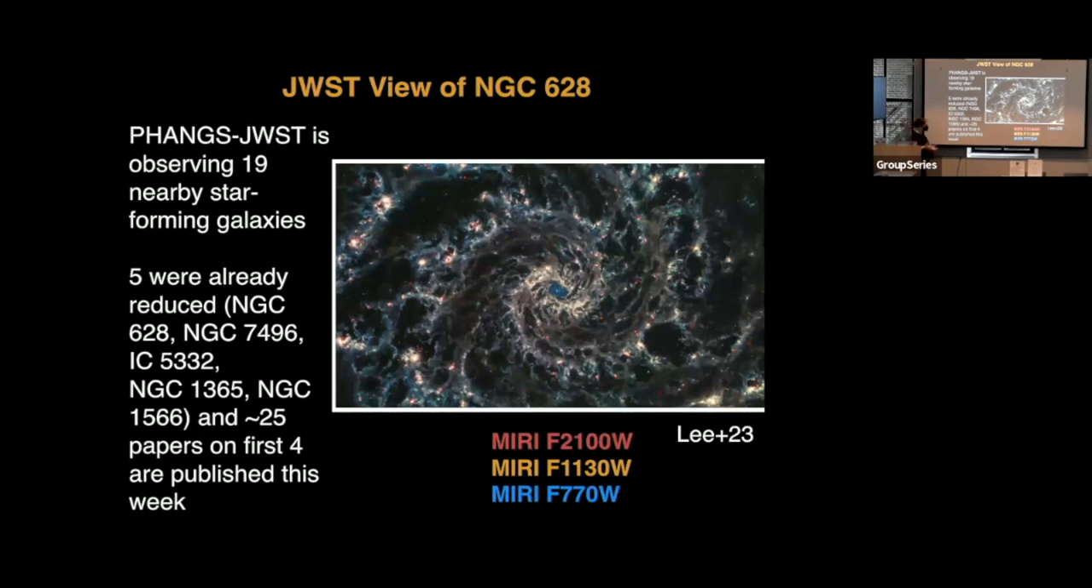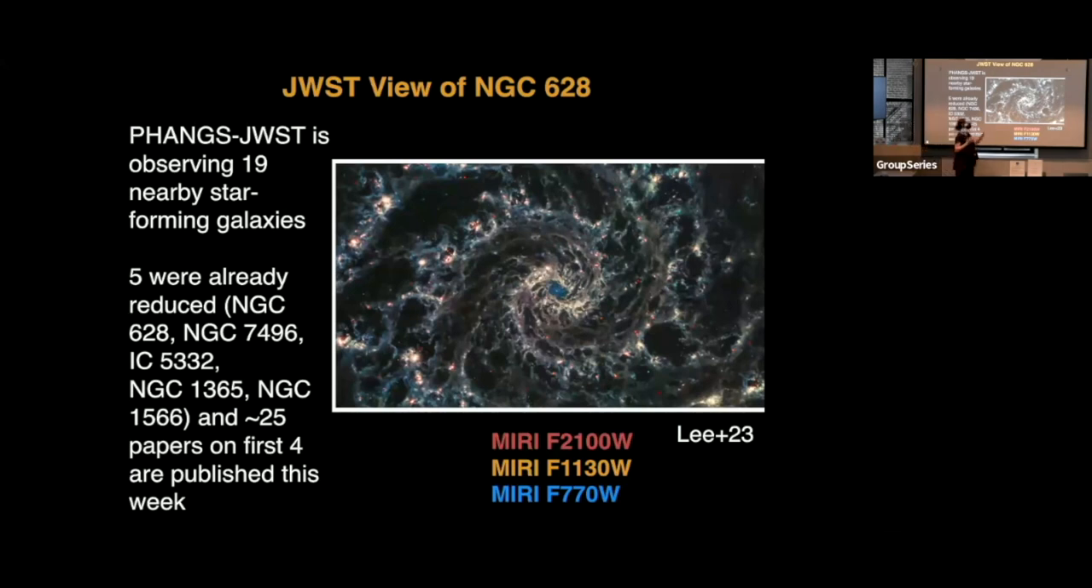So FEAST JWST is observing 19 star-forming galaxies. 10 of these have been observed already. 5 have been reduced, and the other 5 were observed in the last week or two, so they're in the process of being reduced. The 5 that we've reduced are the ones listed here, and we've written something like 25 papers on the first 4 galaxies that were observed on this list, and these 25 papers were all published this week in a special issue of ApJ. So the paper that summarizes the goals of the FEAST JWST program was written by Janice Lee. So that's the one to look at if you're like, okay, please give me a summary of what is happening. I don't want to read 25 papers.